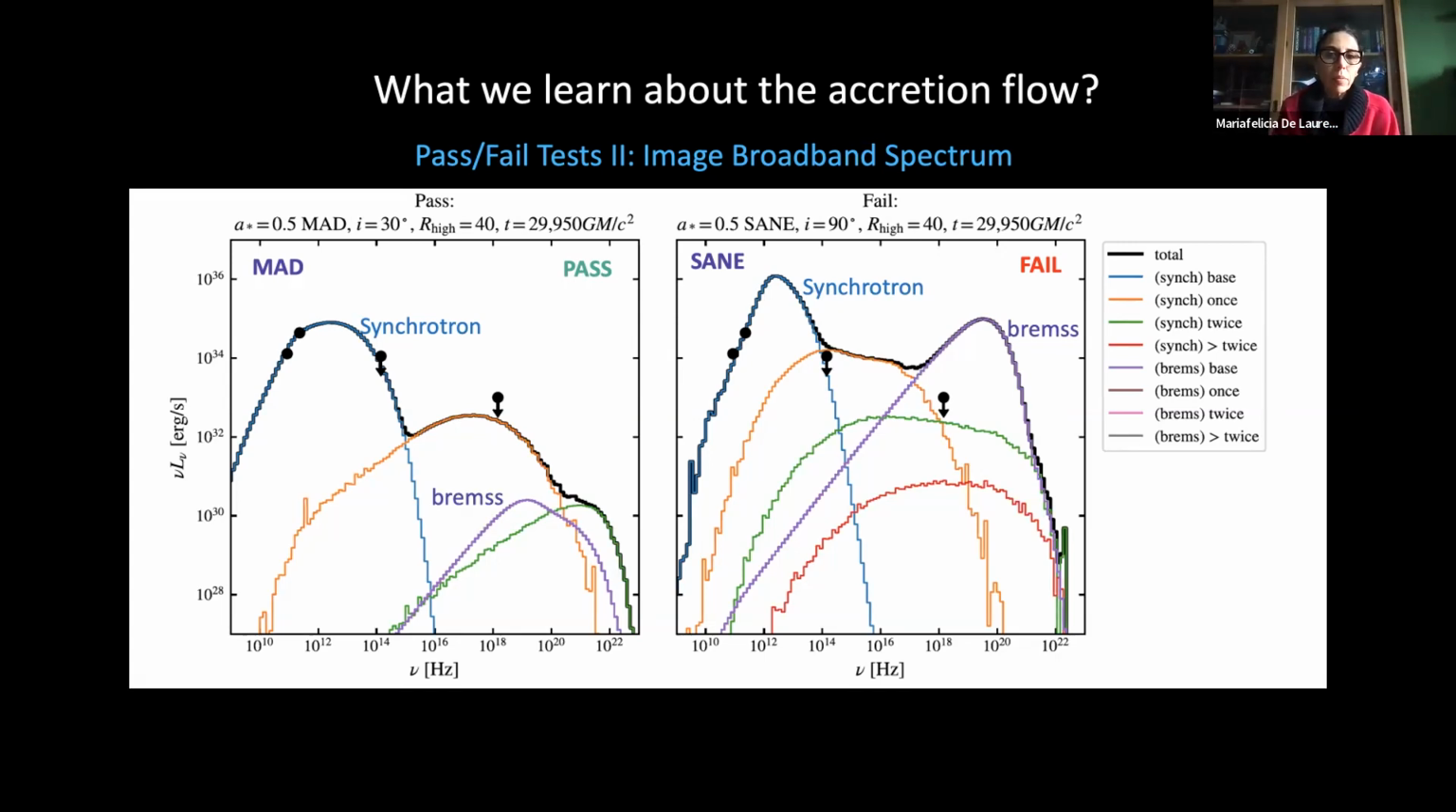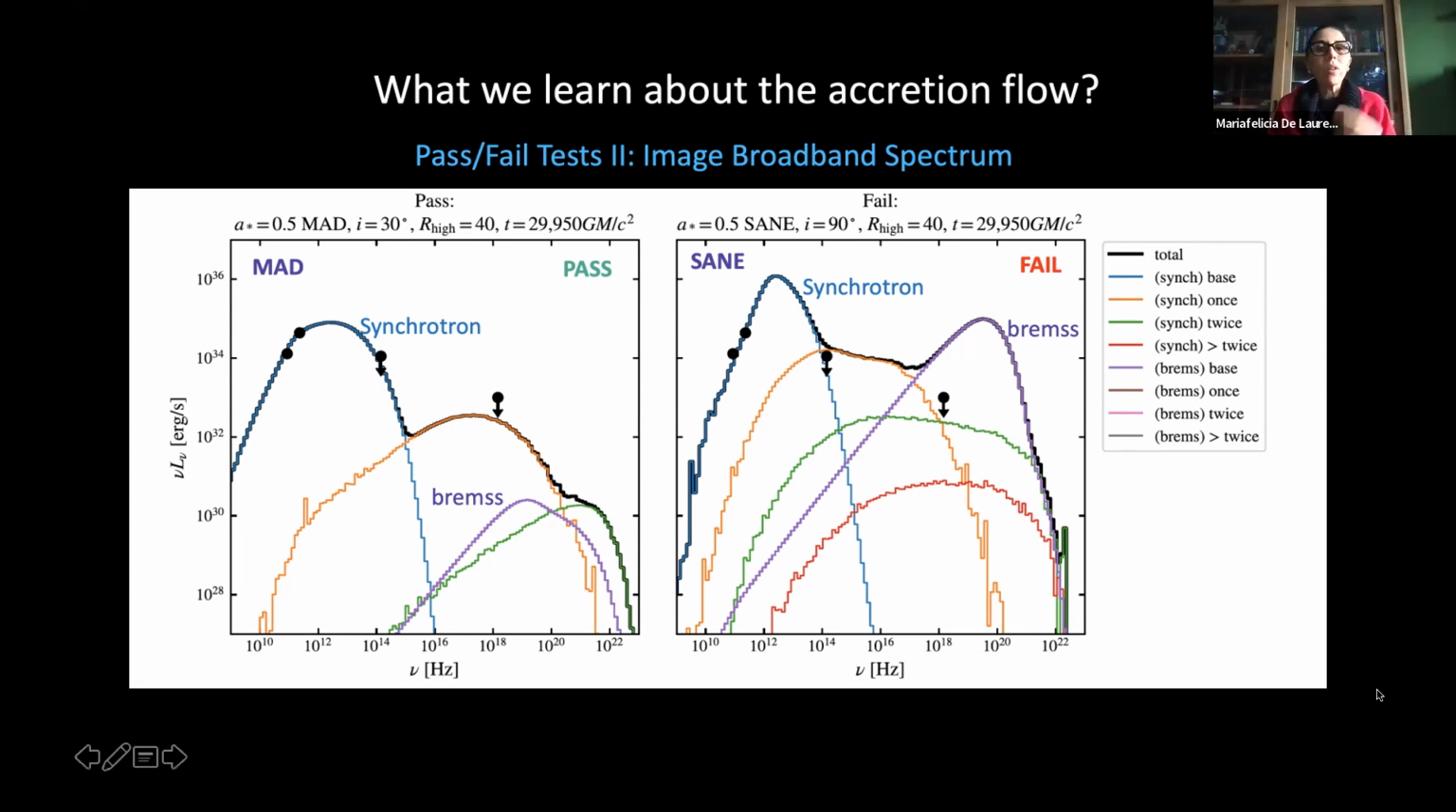So if we look at the MAD type magnetic field configuration versus the SANE type magnetic field configuration, we are able to see which passes and which fails. In this case, MAD passes and SANE is not passing. The electrons in the magnetic field emit through two processes. We have synchrotron emission, where they rotate around the magnetic field, and Bremsstrahlung emission, where the ions and electrons accelerate in the presence of each other, giving rise to X-ray emission.